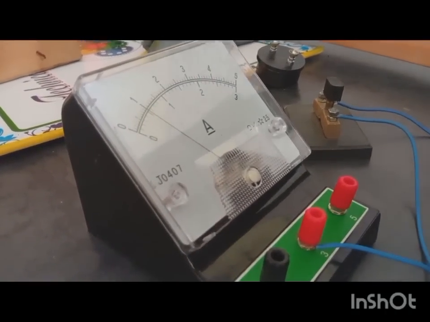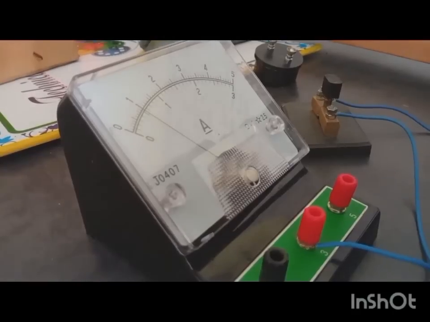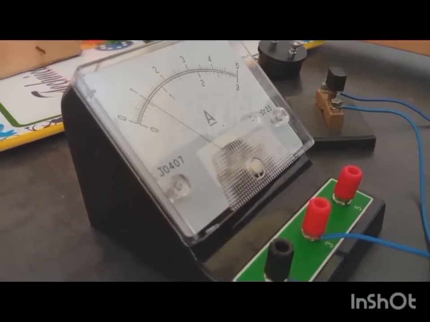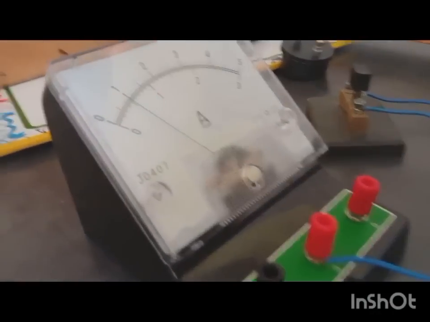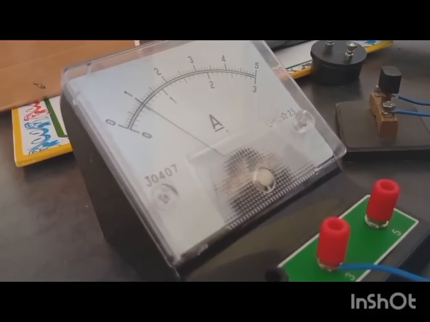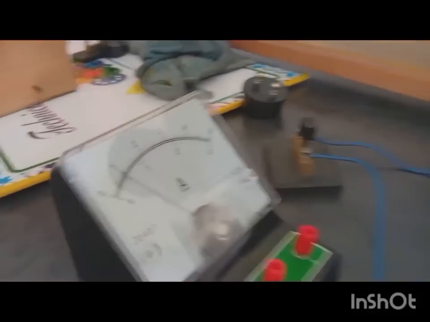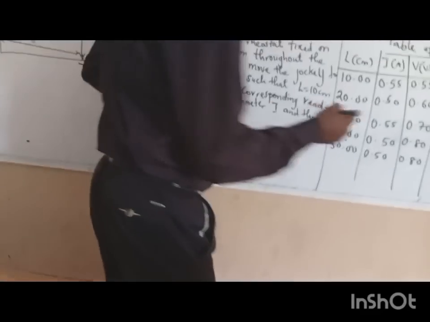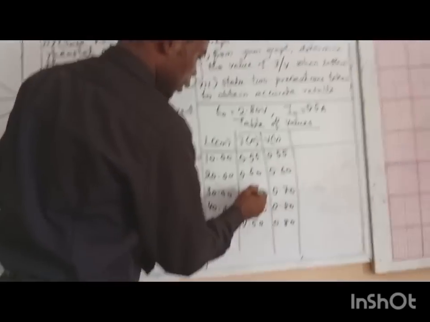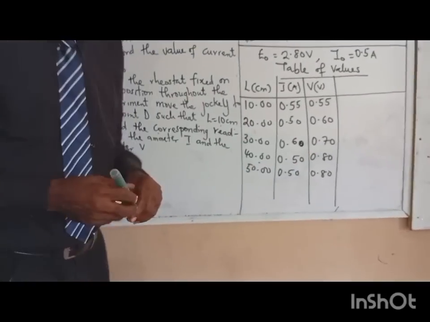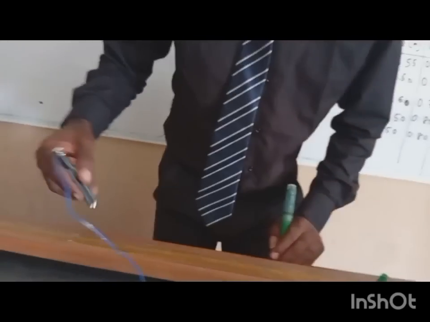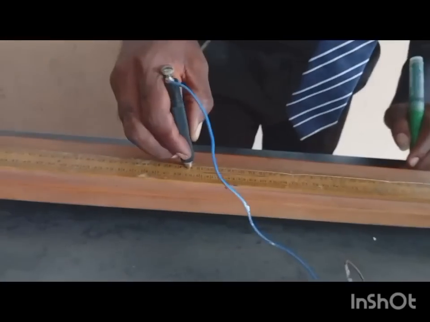What the camera is showing to me, I can see 0.5. Is that 0.5? Let me come and check from there. I can see 0.6. Alright, let me quickly move to when L is 40. The video will not be long.